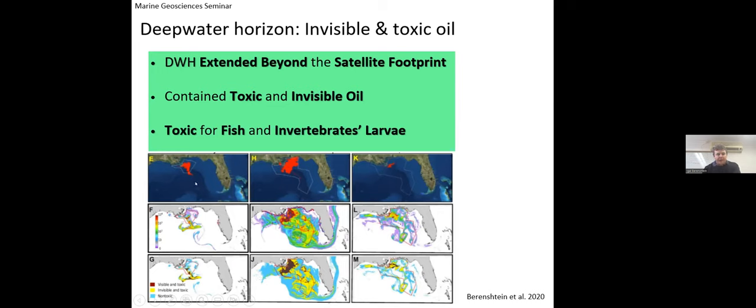And what we can see is that the shape of the visible and toxic portions resemble in shape and size the satellite footprint obtained from the actual satellites. And this can be useful for oil spill analysis, future oil spill analysis uses.